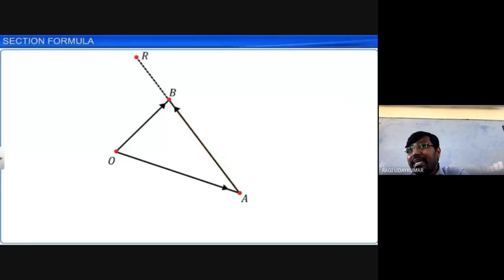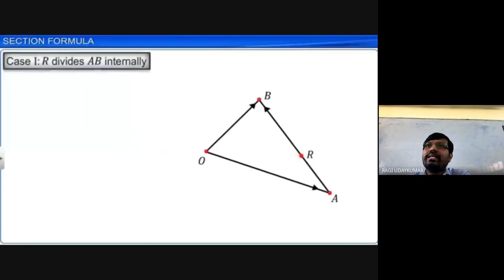If R lies inside, R divides AB internally, and if it is outside, R divides AB externally. In the first case, R divides AB internally. In this case, how do we find out the position vector of the point R?